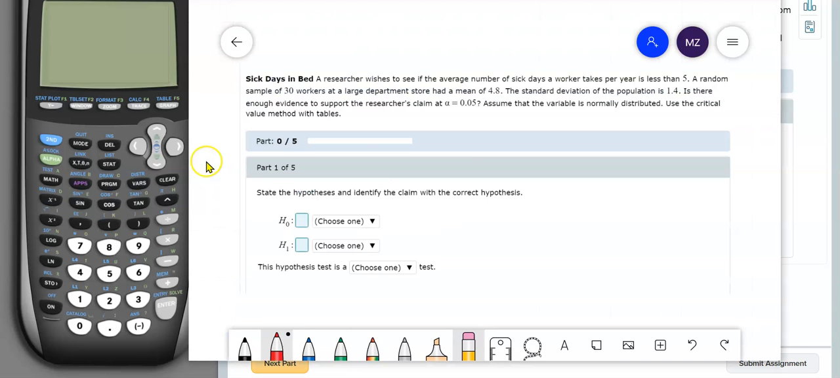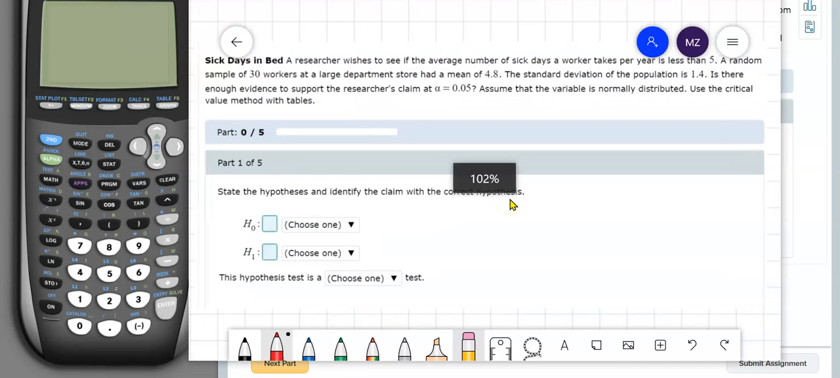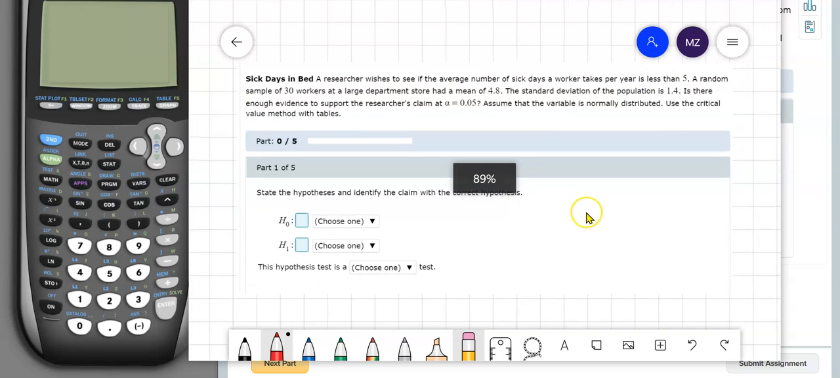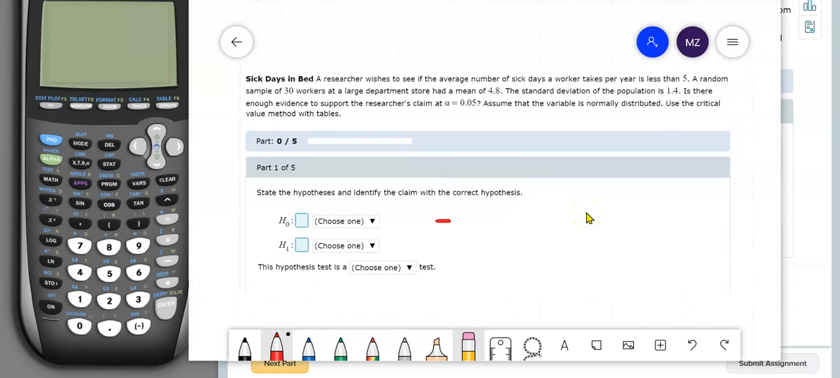I copy here the text, the reason is I want to highlight the claim that I'm going to be using. So here the question starts: a researcher wished to see if the average number of sick days a worker takes per year is less than 5. So this is my claim here. This is the claim that I have in the text.